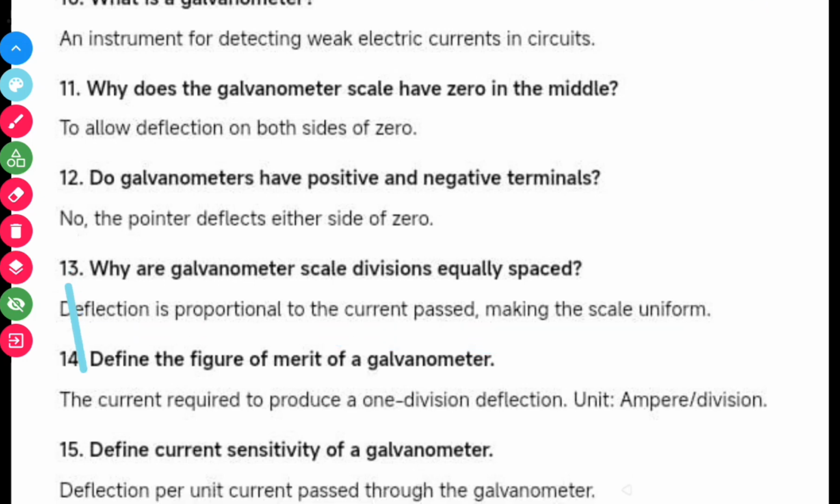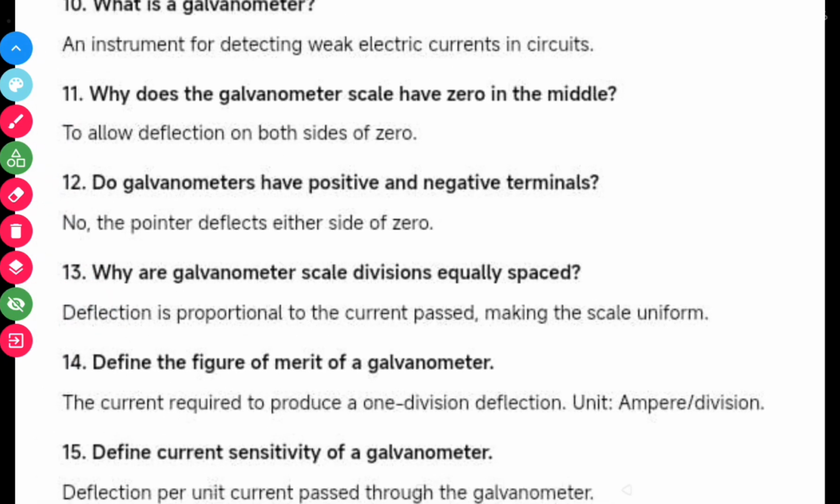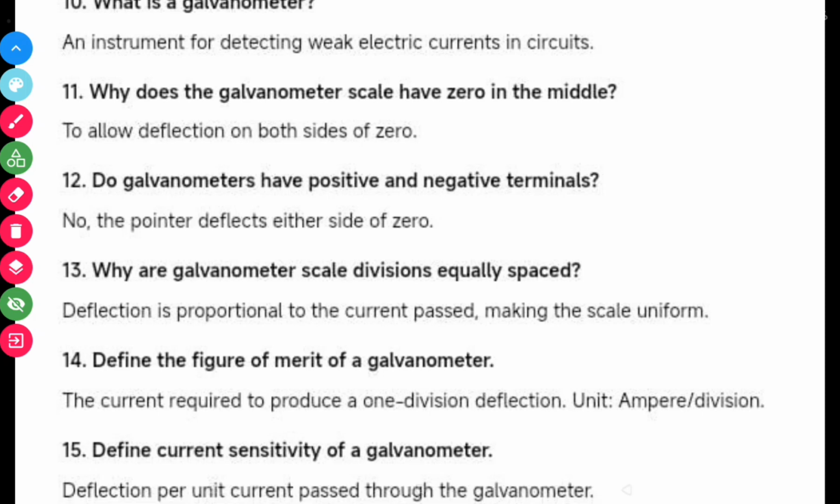Define the figure of merit of a galvanometer. The current required to produce one scale division deflection, ampere per division. That's K basically. Figure of merit is the current required to produce a one division deflection. Define current sensitivity of a galvanometer. Deflection per unit current.